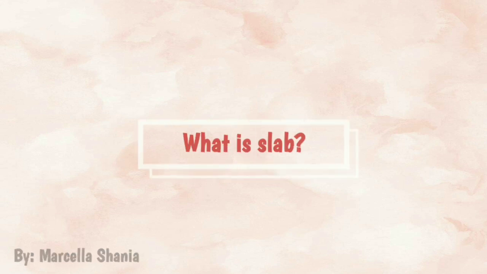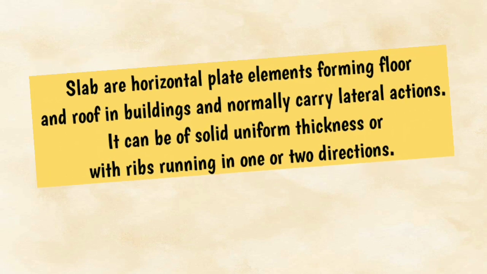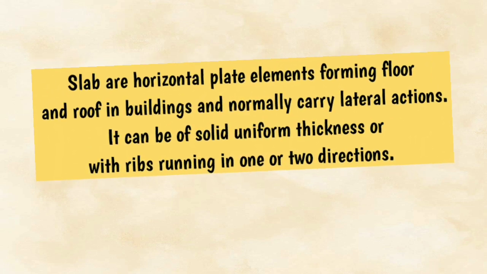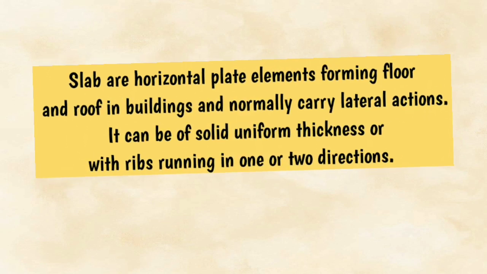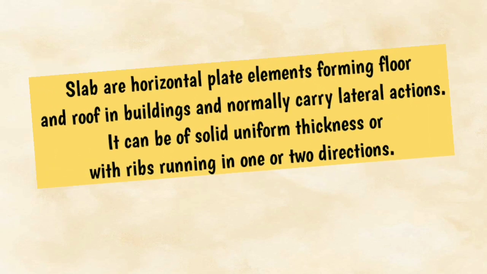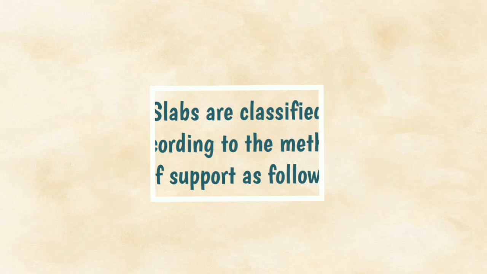What is slab? Slabs are horizontal flat elements forming floor and roof in buildings and normally carry lateral action. It can be of solid uniform thickness or with ribs running in one or two directions. Slabs are classified according to the method of support as follows.